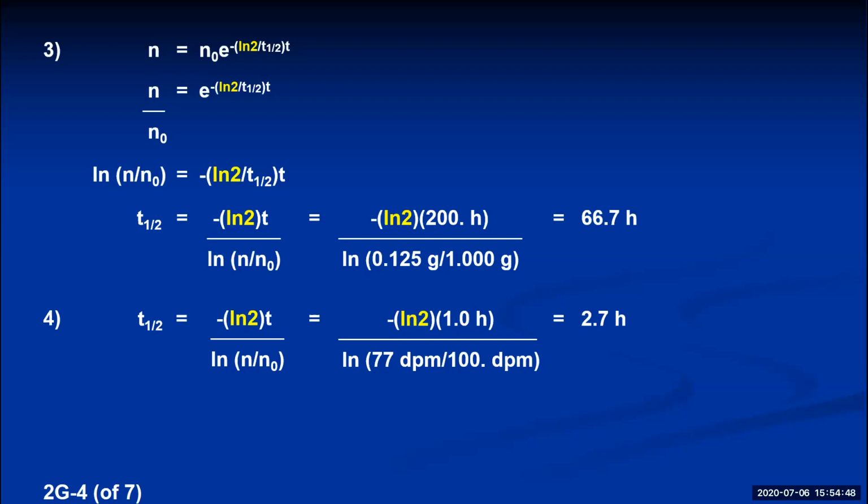Number 5, a sample of wood from an Egyptian mummy case gives 9.6 counts per minute per gram of carbon. How old is the mummy case? This is done by carbon dating.